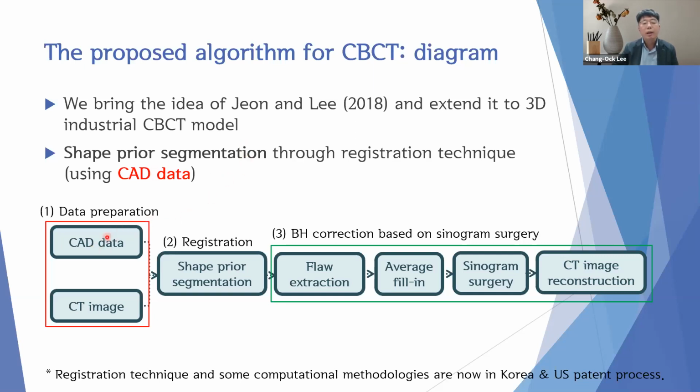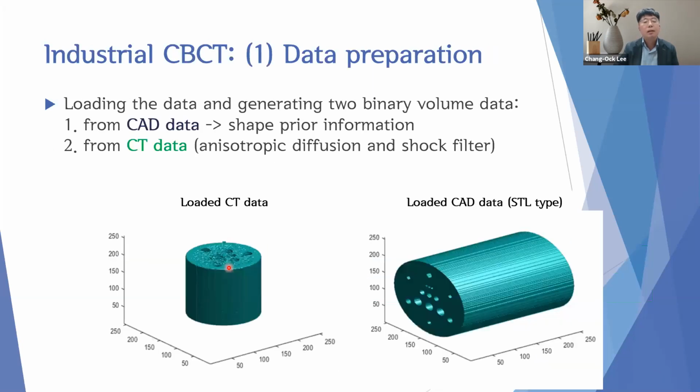So we had the CAD data, we had the CT data, and we register the CAD data to the CT data using the shape prior segmentation process. And then we extract the flaw or metals, and do the average feeding and sinogram surgery. We repeat this process, okay? And then finally we get the CT image reconstruction. So the basic algorithms are the same, but in the 3-dimensional case, we use CAD data for this shape prior segmentation process.